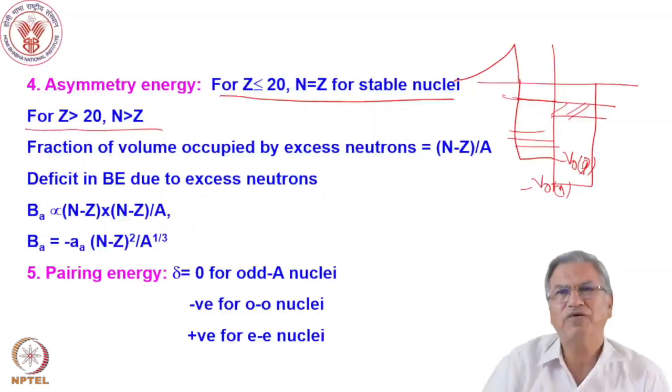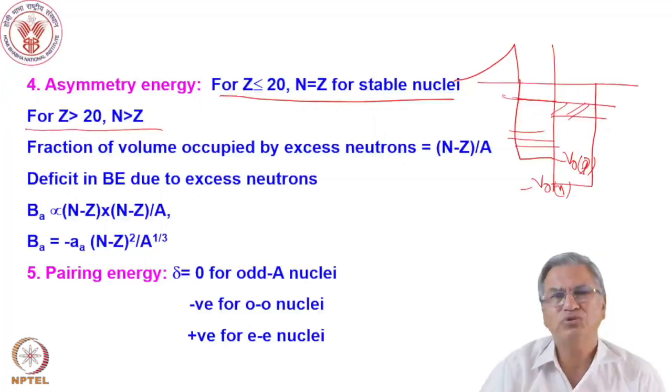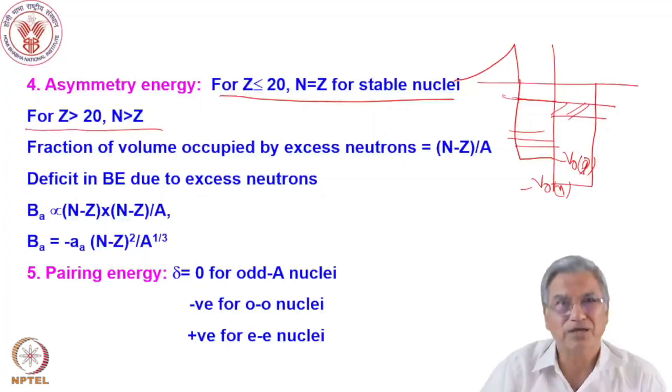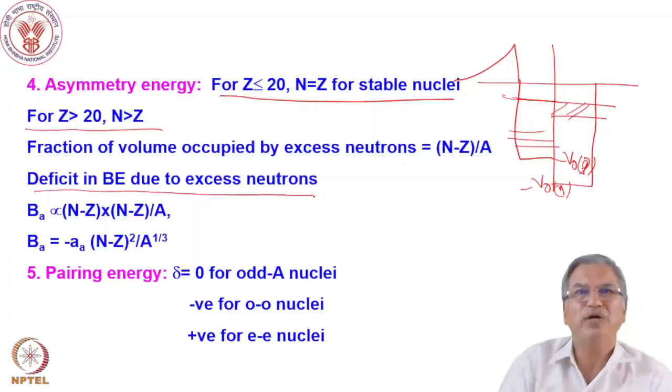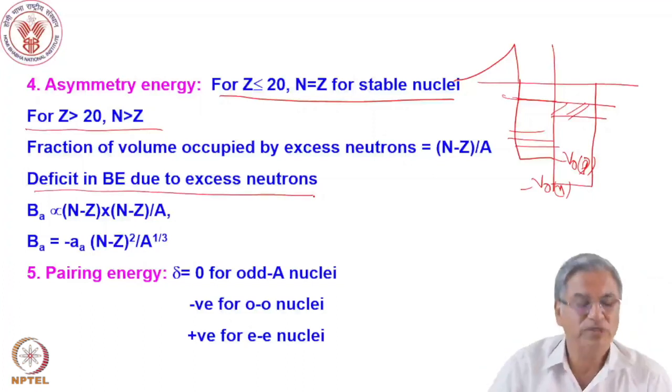So there will be some fraction of neutrons which have higher kinetic energy than protons, and hence lesser binding energy than the other nucleons. So that is the deficit in binding energy due to the asymmetry of neutrons over the protons. Now, how to calculate this term?